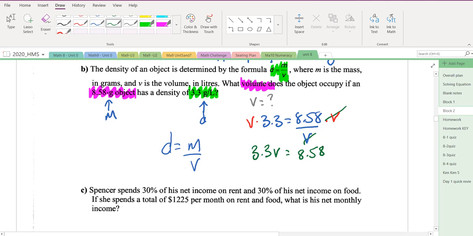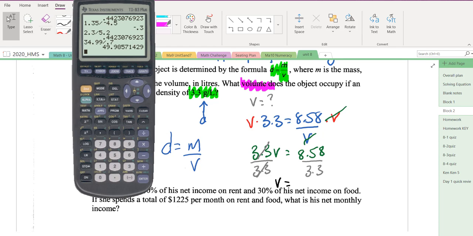All right. Now what do we do? Yes, Joey? You do 3.3 divided by 3. And then you do 8.58 divided by 3.3. Yeah. So we have to divide by 3.3 to cancel that 3.3 out. So you're just left with a V on one side. So V is equal to 8.58 divided by 3.3. Since the numbers are decimals here, we don't have to worry about keeping whole fractions, and we just use your calculator.